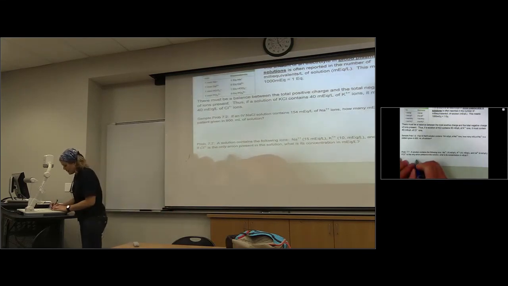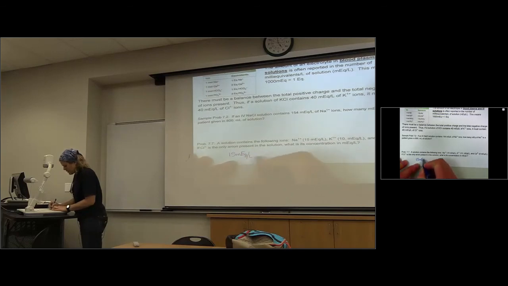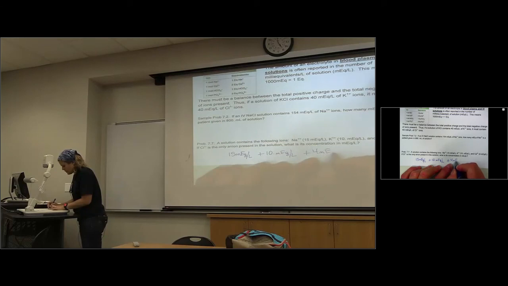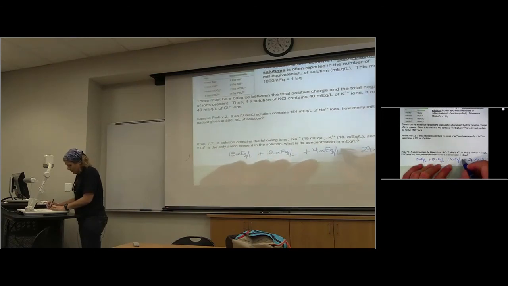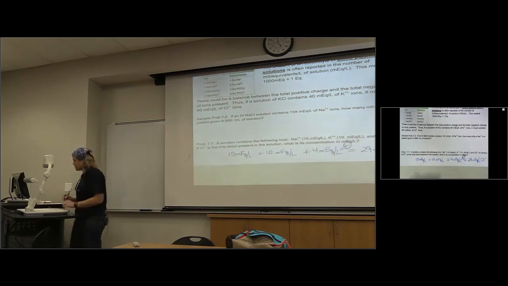So you've got the 15 milliequivalents per liter, that's the sodium, plus the 10 milliequivalents per liter, that's the potassium, plus the 4 milliequivalents per liter, that's the calcium. What's that equal? 29 milliequivalents per liter of chloride. That's how many you would need, because this equals the total positive, and that has to equal the total negative.